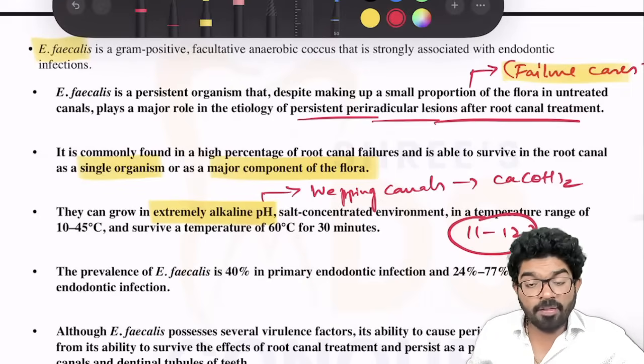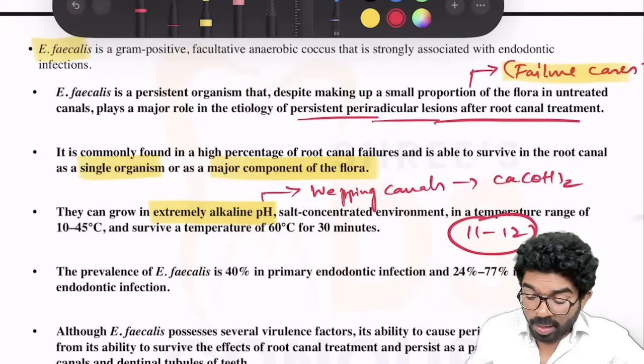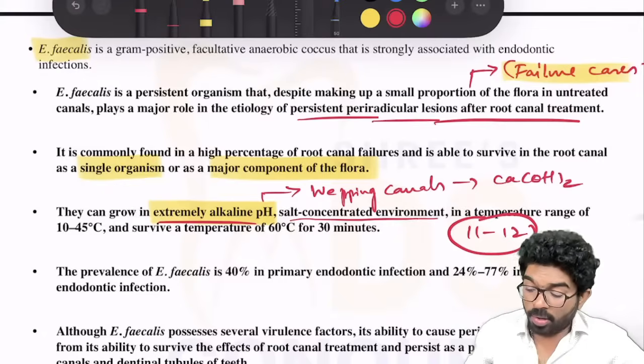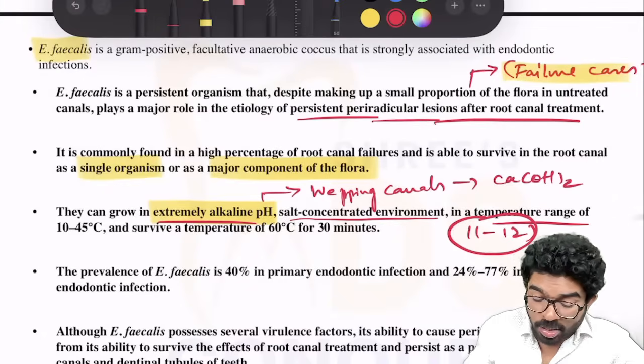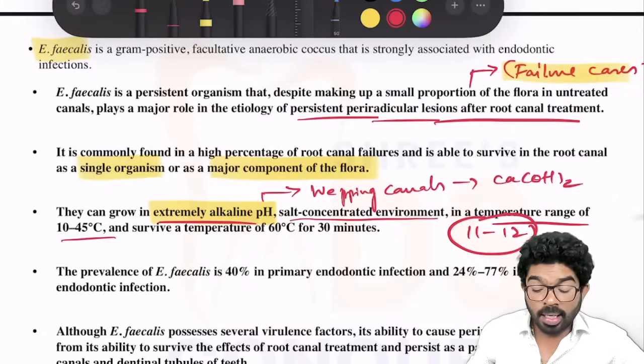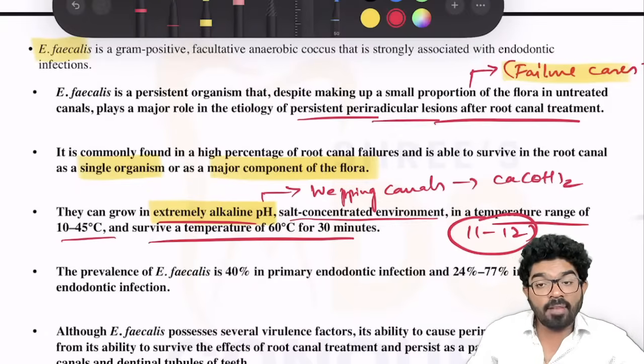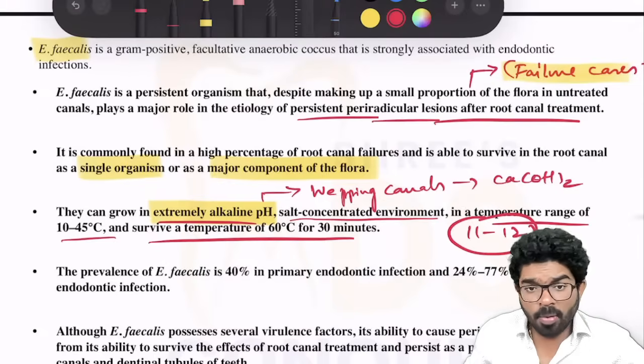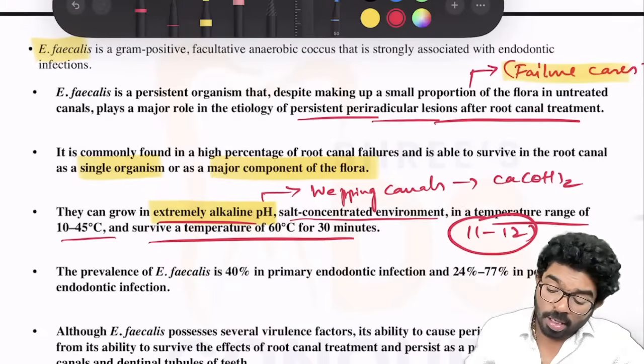So this E. faecalis can grow in an extremely alkaline environment, in a high salt concentration environment, and in a temperature range of 10 to 45 degrees centigrade, and even at 60 degrees centigrade for 30 minutes it can survive. So that is the reason making its removal very, very tough in endodontics.